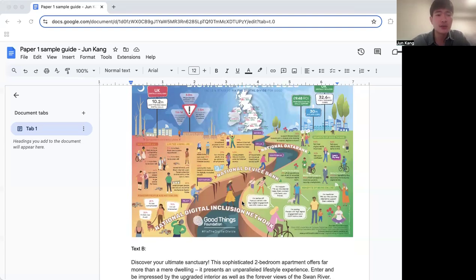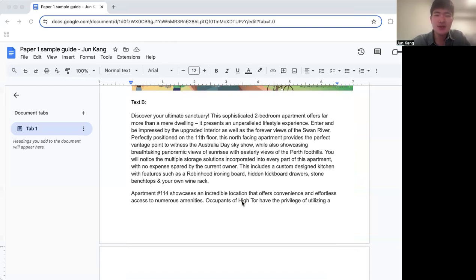And let's look at the opening of text B. Let me read a little bit of the opening, because text B opens quite interestingly with a luxurious and emotionally charged hook, right? Here we see in this part: Discover your ultimate sanctuary. This sophisticated two-bedroom apartment offers more than a mere dwelling. It presents an unparalleled lifestyle experience, and then it goes on with, enter and be impressed, et cetera.